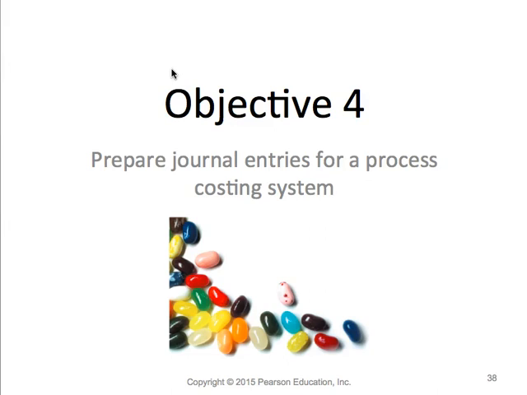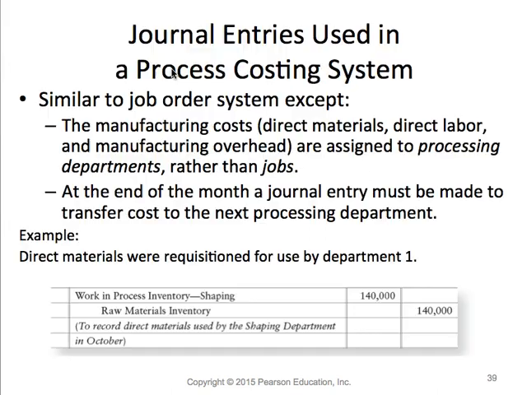Next objective is to journalize the journal entry for the process costing system. It's very similar to job costing, except the manufacturing costs, direct material, direct labor, and manufacturing overhead are assigned to processing departments rather than jobs. So at the end of the month, a journal entry must be made to transfer costs to the next processing department.